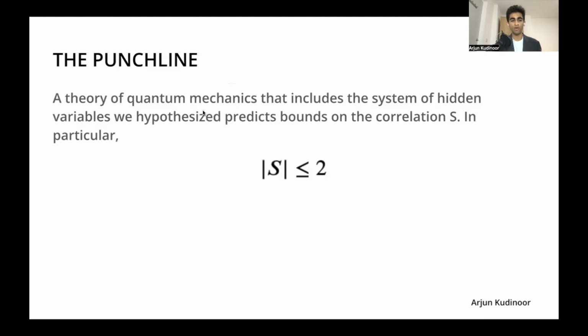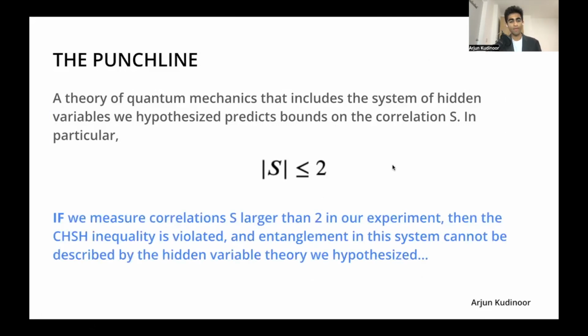Okay, so if we have a theory of quantum mechanics that includes the system of hidden variables we hypothesized, then this correlator must be bounded as such. This is what's called the CHSH inequality. If we measure correlations larger than 2 in our experiment, then this inequality is violated, and entanglement can't be described using this particular hidden variable theory.